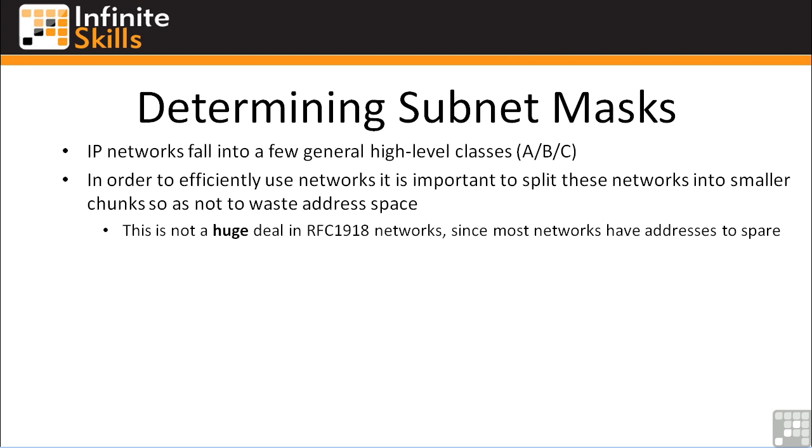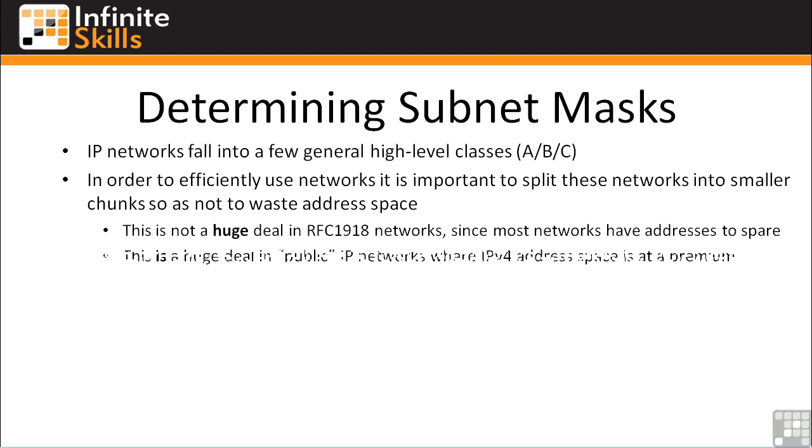Now, this ability to split networks up is not really a huge deal in the RFC 1918 private IP address space, since most networks have IP addresses to spare. I mean, come on, you've got an entire Class A network that's got something upwards of 16 million IP addresses in it. Certainly you can find something in there. Where this does come into play is with public IP networks.